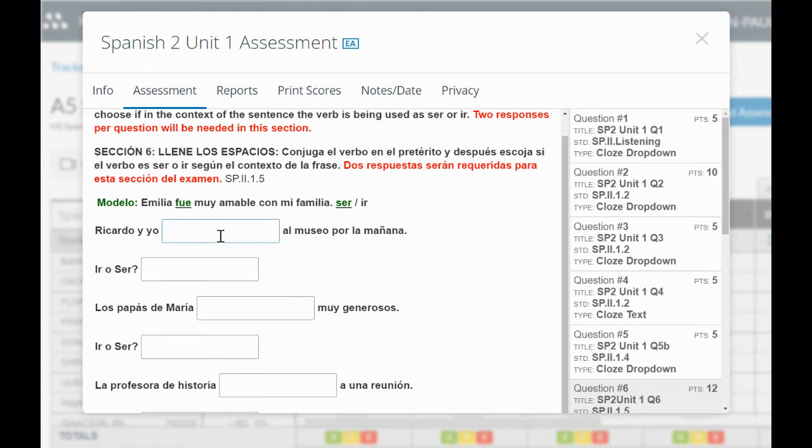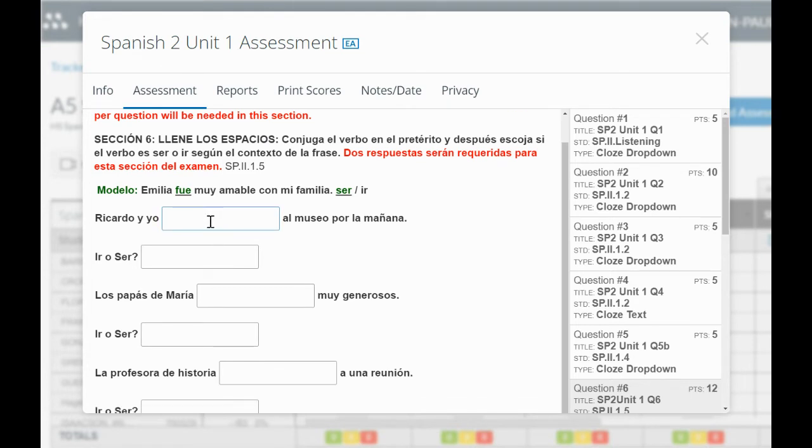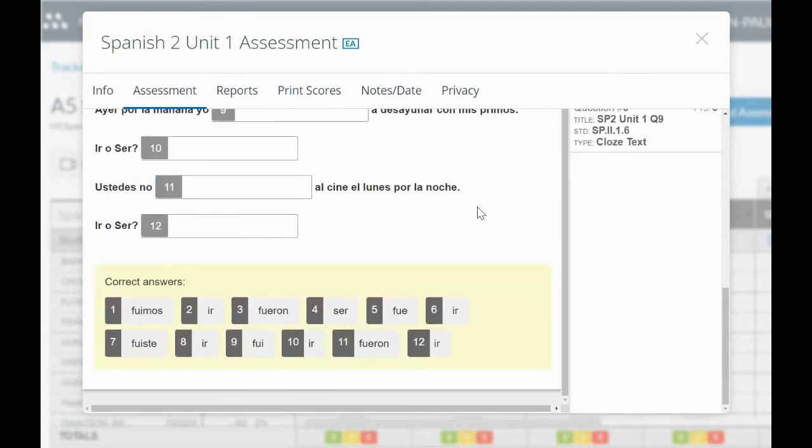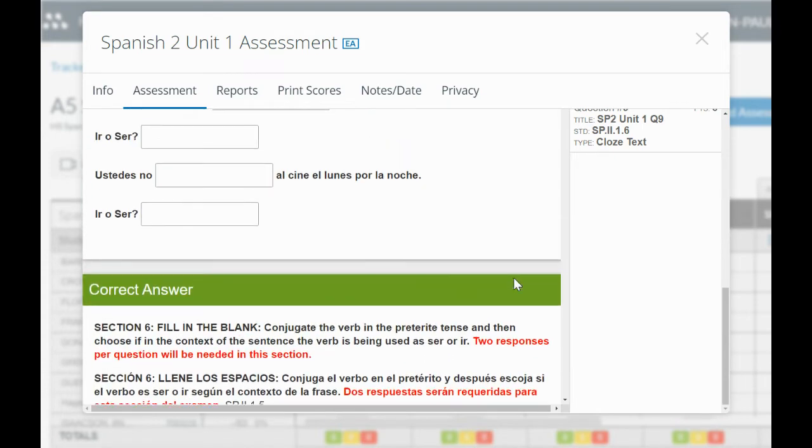So you're going to put the correct form of ser or ir here, and then choose to say if it's ser or ir here. So conjugate it here. Choose either ser or ir here. Okay, for all of those. Bien?